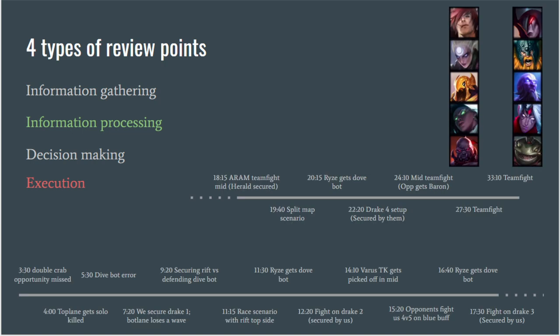Now, to give us a better understanding of these four types of review points, let's bring back the game from our first part, the 33 minute long game that had about 19 review points. We would rate them in this scenario, but for the purposes of this exercise, I'm just going to be reviewing three points and walking through them with you to give you a better idea of how one can approach a scrim review.